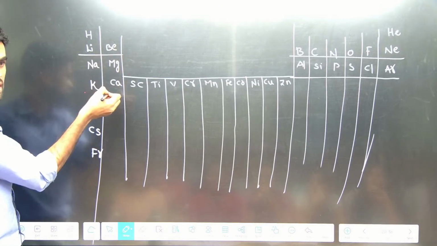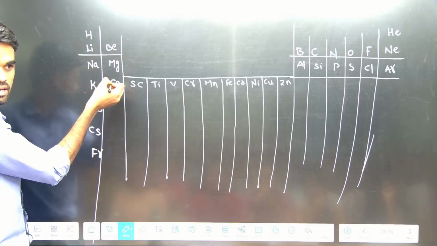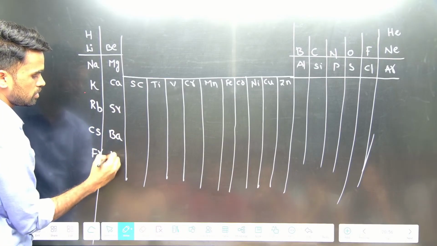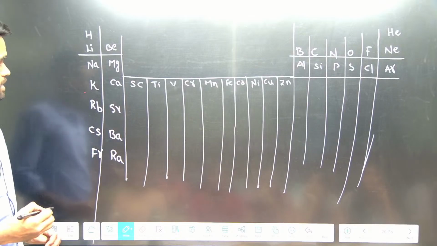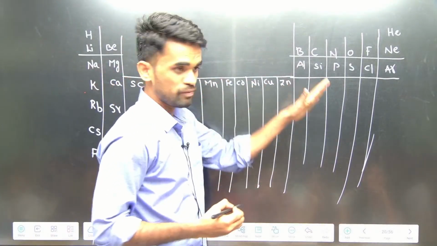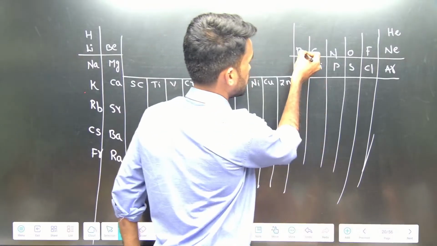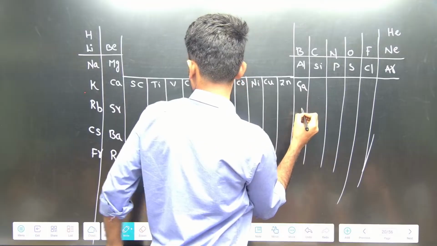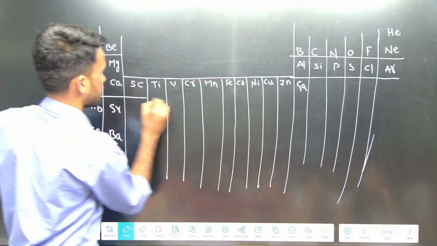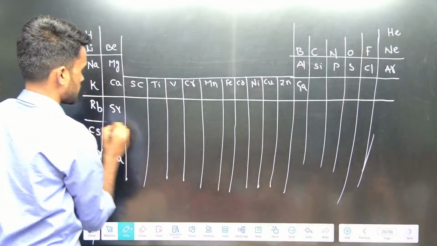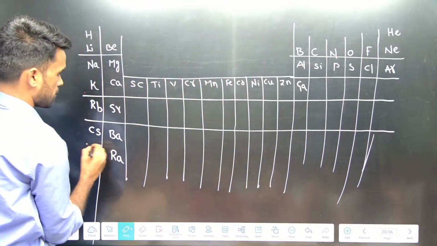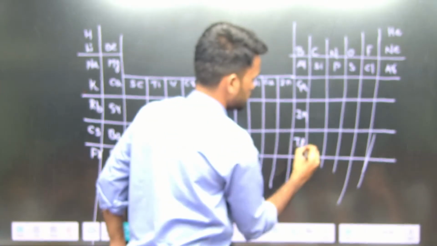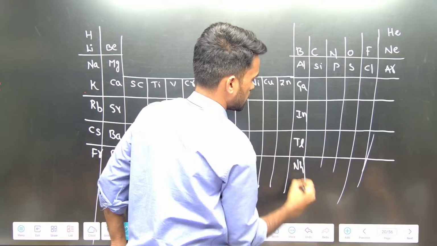Next one, this one, BMC, SBr. What I am saying? BMC, SBr means strontium, barium, radium. Okay, next, come this side. We'll finish this. Okay, this one: boron, aluminium, gallium, indium, thallium, nihonium.